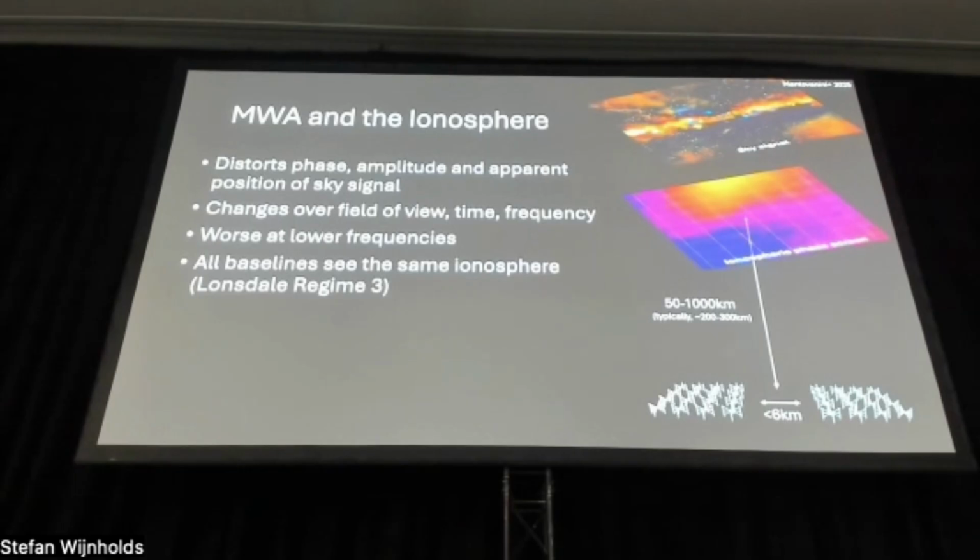But luckily, the MWA is small enough, relatively, to make use of a nice heuristic because it's less than 6 kilometers. The ionosphere is typically hundreds of kilometers up. So we can basically assume that all baselines see basically the same ionosphere, and that kind of helps things. In the literature, we refer to that as Lonsdale Region 3.